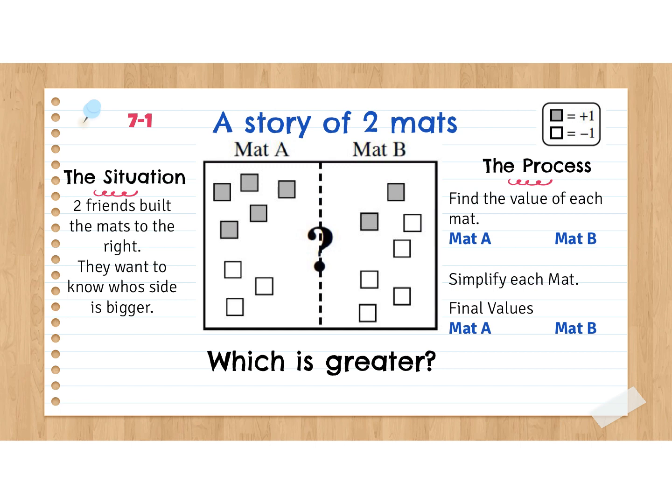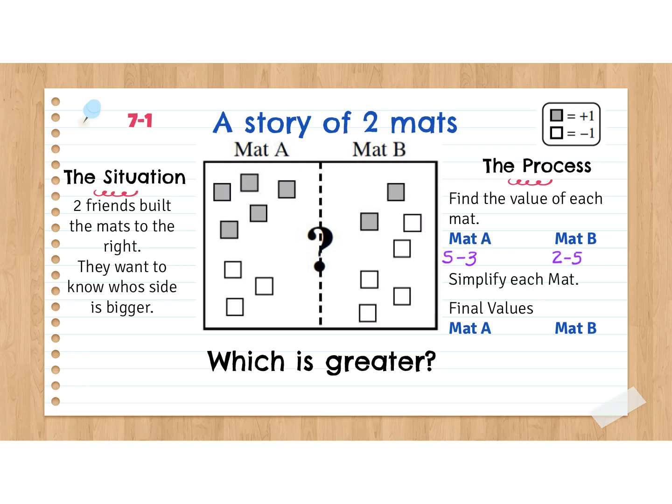Okay, a story of 2 mats. 2 friends built the mats to the right. They want to know whose side is bigger. Our process is always going to be the same. We're going to find the value of each side of the mat, simplify, and then decide which is greater. So let's write down the values of each mat. On mat A, we have 5 positives, and then we have 3 negatives, and I'm going to start writing it that way. On mat B, we have 2 positives and 5 negatives.